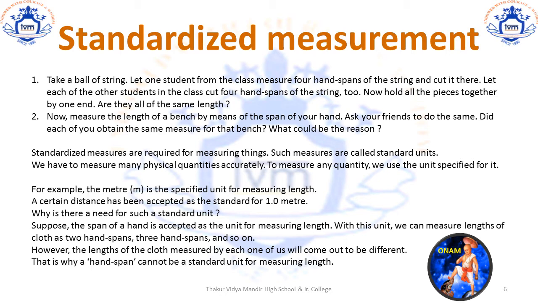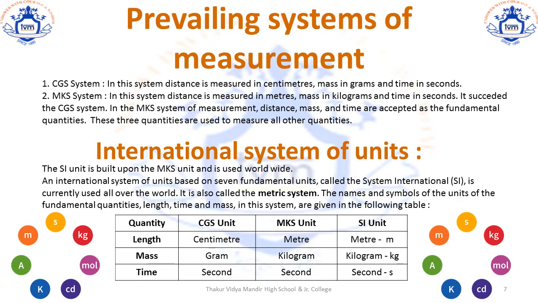Now, a measure that is standardized for measuring something is called a standard unit. For example, meter is the specified unit for measuring length. Now a certain distance has been accepted as the standard for 1 meter. Several systems of measurements prevail to measure different quantities.